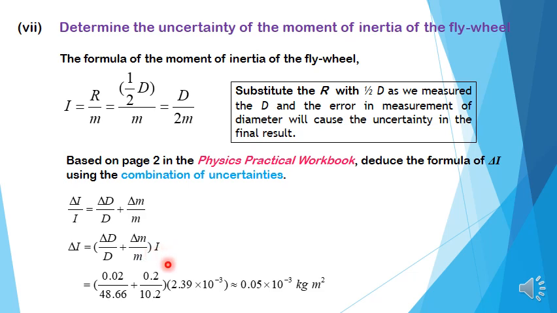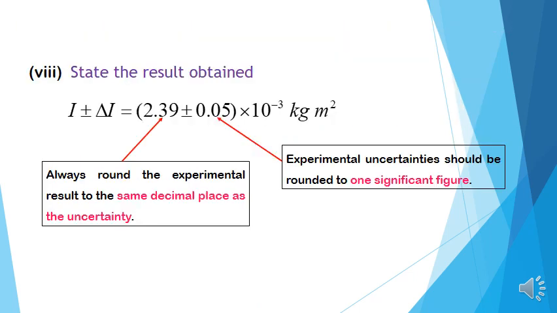By substituting all the relevant values, the result of del I is 0.05 times 10 to the power of negative 3 kg meter squared. Round off the value of del I to 1 significant figure. Roman 8. State the result obtained. The result obtained for the moment of inertia of the flywheel is 2.39 plus minus 0.05 times 10 to the power of negative 3 kg meter squared.